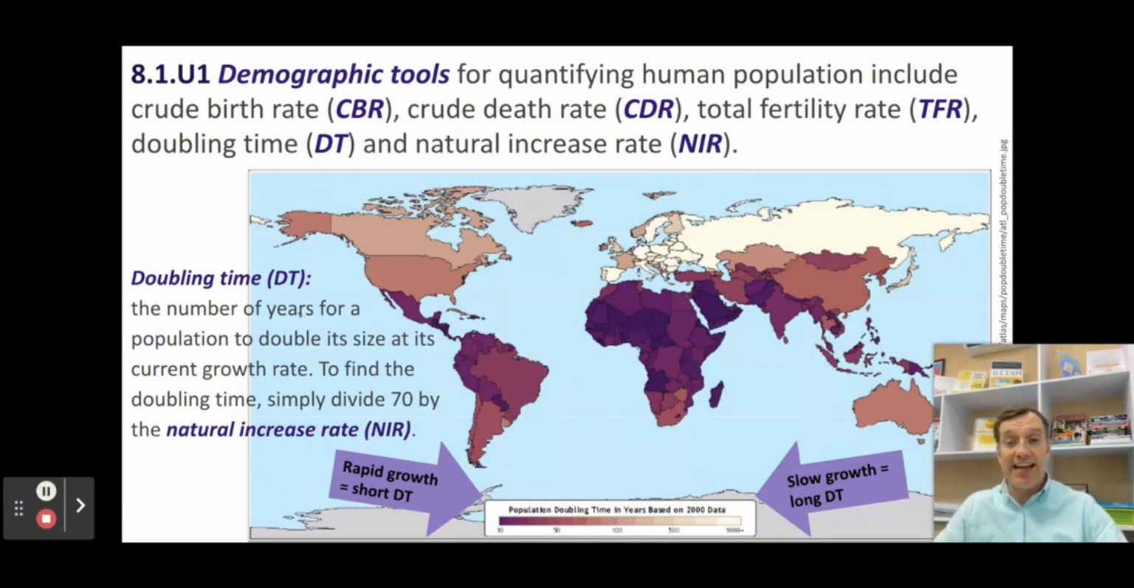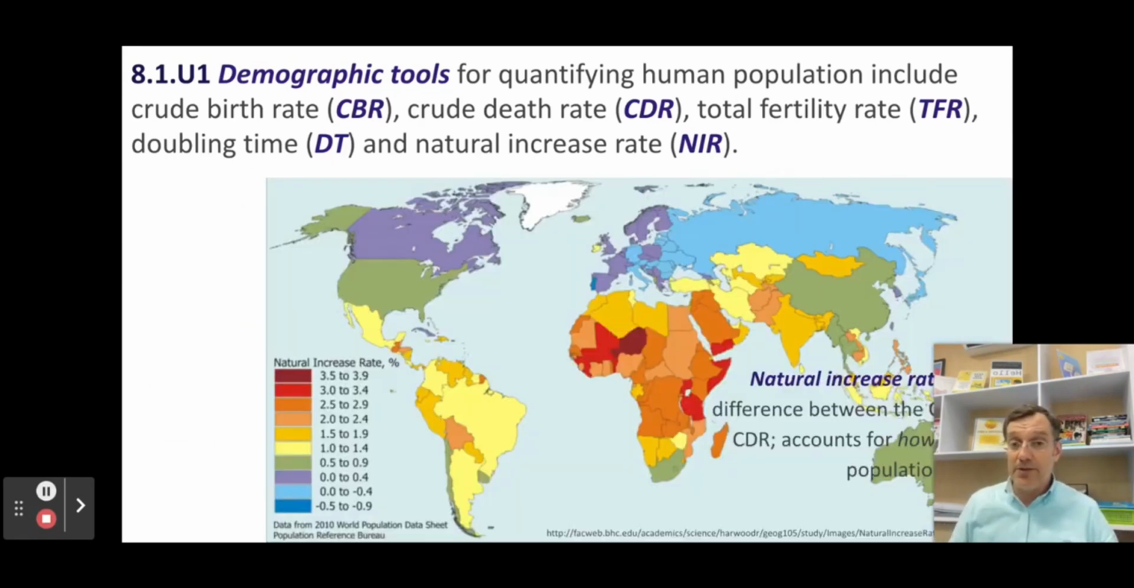So it's simply divide 70 by a number called the natural increase rate. The natural increase rate is simply the difference between the crude birth rate and the crude death rate. So if you have the CBR, the birth rate, and the CDR, the death rate, you can calculate the natural increase rate by simple subtraction. Then from that, you can calculate the doubling time by taking the number 70 and dividing it by that difference.